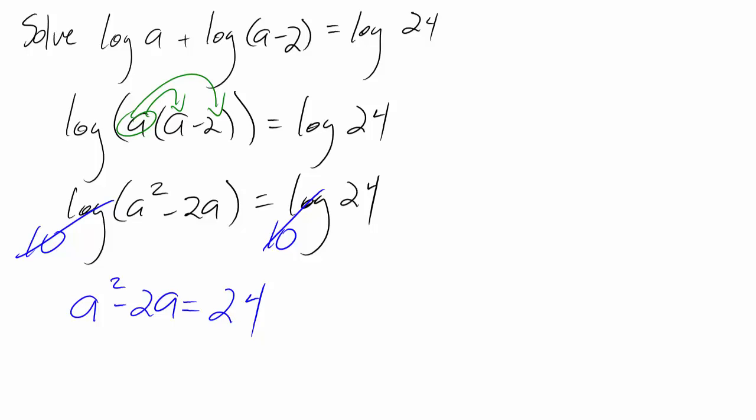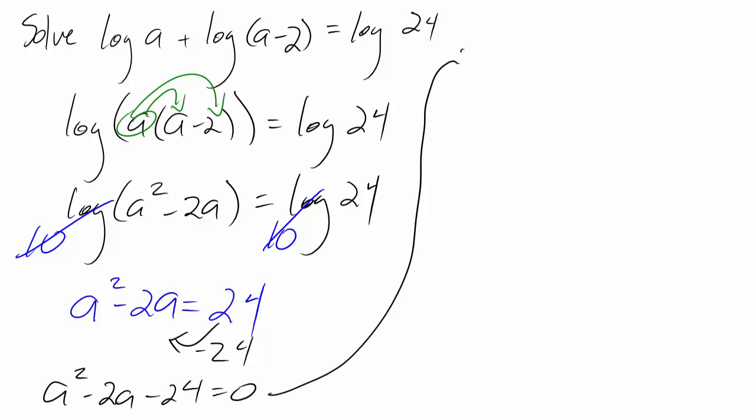So now this is down to a pretty straightforward algebra problem. So we're going to subtract off the 24 over to the other side. So we're left with a squared minus 2a minus 24 to equal 0. Alright, so we've reduced this down to a factoring problem. So to get our a squared, we're going to have an a times a.